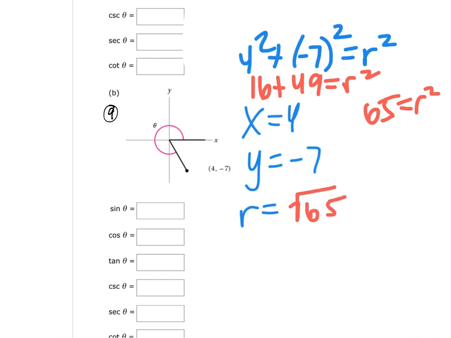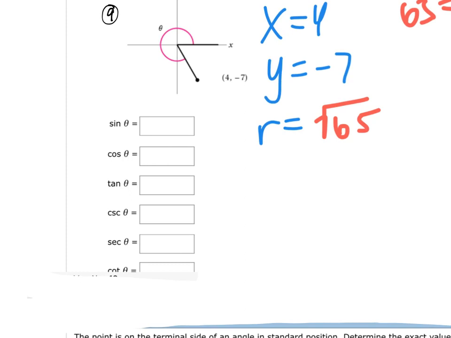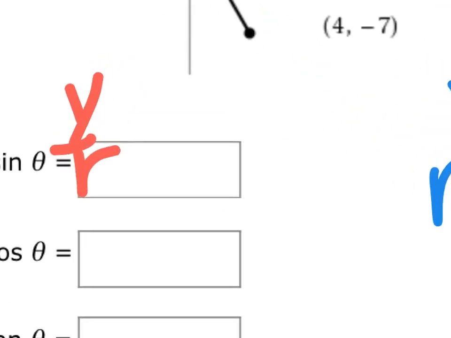Okay. Is there anything that I can break 65 into? No. Here is the same problem again. I'm going to find the sine. What is sine? Remind me again what sine is. Y over r. So I have what? So it's negative 7 root 65 over 65 once I rationalize it, right?